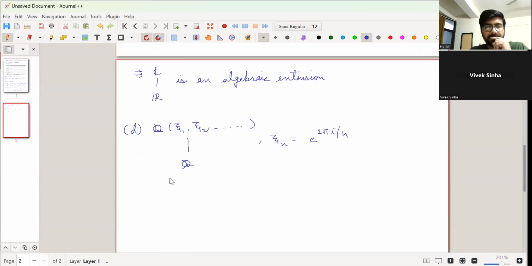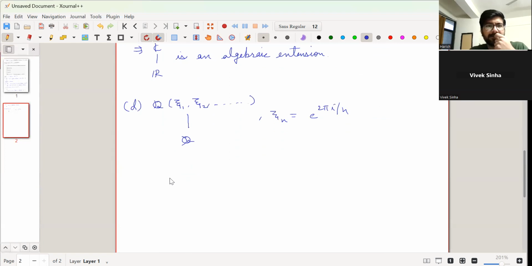But sir, it is a collection of natural numbers, na? Zeta n, 1, 2, 3, 4, 5. It's countable, you can say, but it's infinite, right? A countable thing is also infinite. Then what?